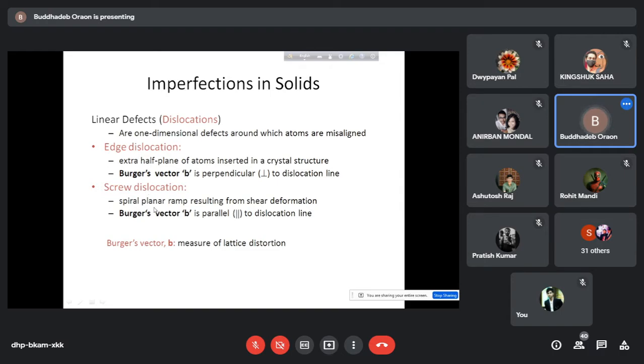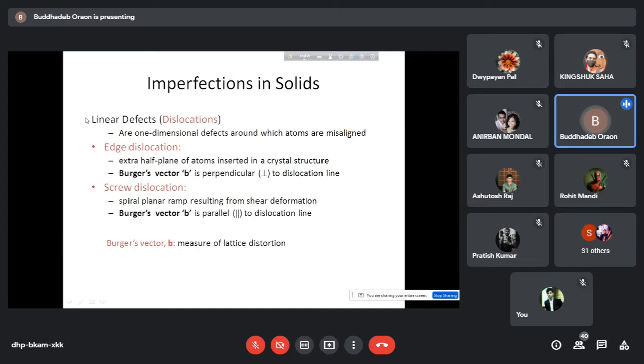On the other hand, for screw dislocation, you will see a spiral planar ramp resulting from shear deformation. Unless you see the diagram, it will not be clear. And the Burgers vector will be parallel to the dislocation line. This Burgers vector is a measure of lattice distortion, and there is also a relationship between this Burgers vector and the stress applied.